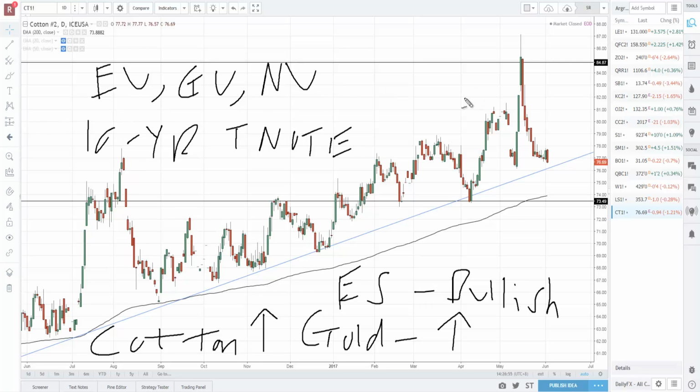For those of you who are trading longer term, I would say these are some of the key markets to be looking at. All right, so with that, I have come to the end of this week's market analysis.